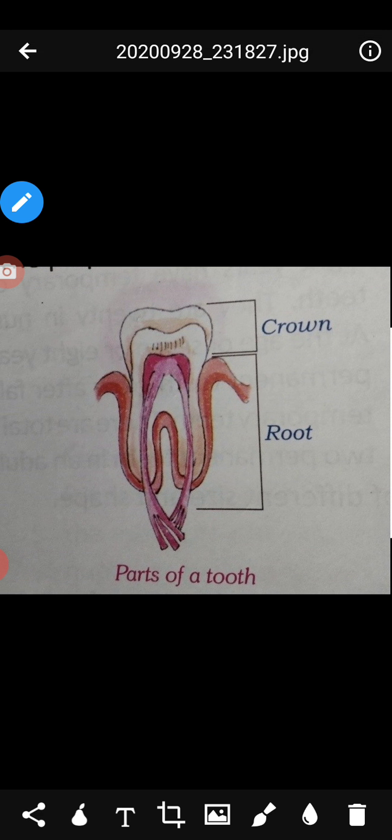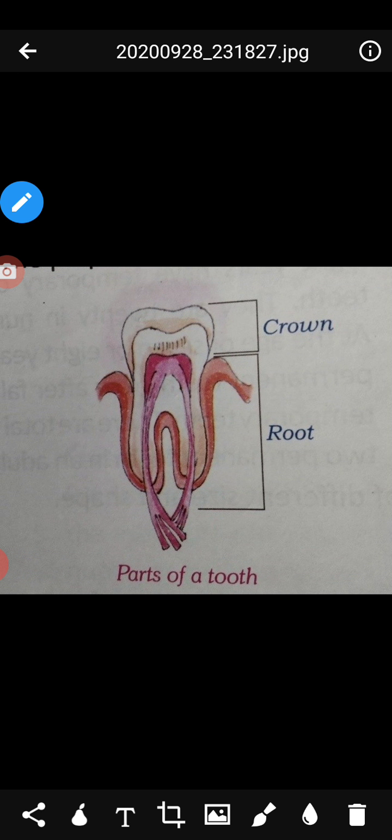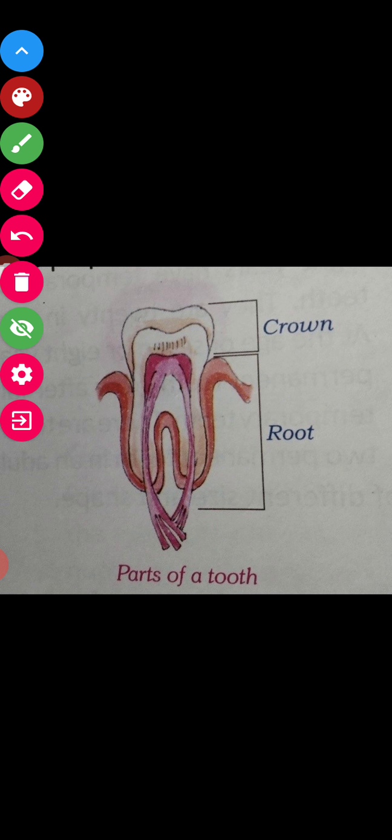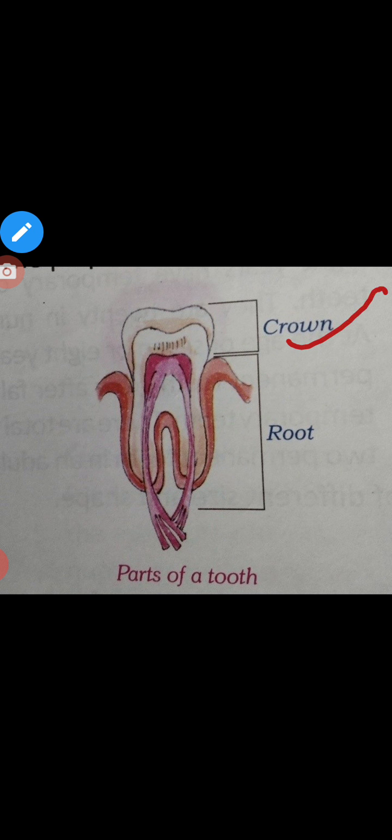So, look at the structure of the teeth. Teeth is the plural form and tooth is the singular form. The structure of a tooth has two main parts. First is the crown. Crown is the visible part, or you can say the part above the gum.